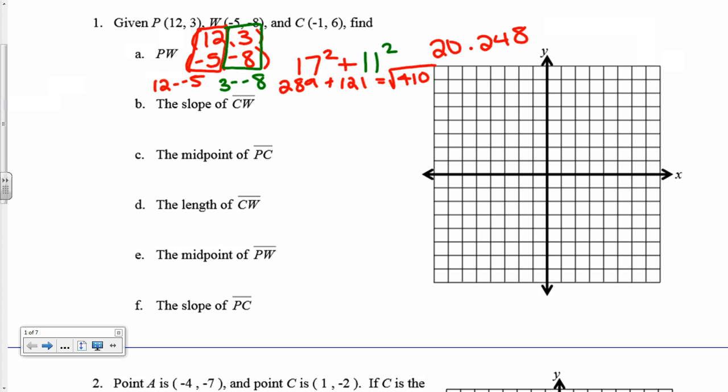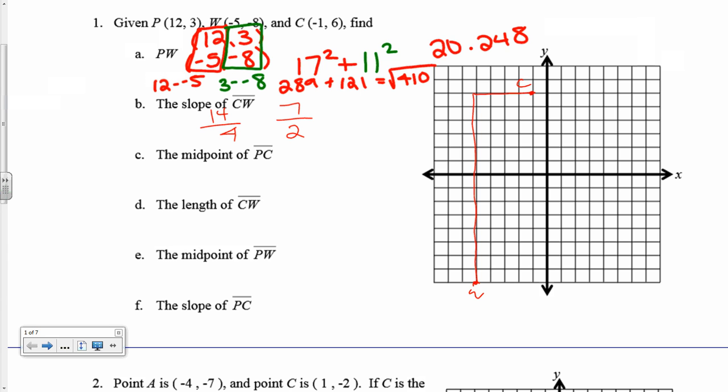All right, the slope of CW, that one I can't fit on the graph. C is at negative 1, 6. Here's point C. W is at negative 5, negative 8. So here's W. So for slope, I wanted to do my rise and my run. So I went up 8, 9, 10, 11, 12, 13, 14. Then over 4. So I get 14 over 4, which simplifies to 7 over 2. So there's my slope.